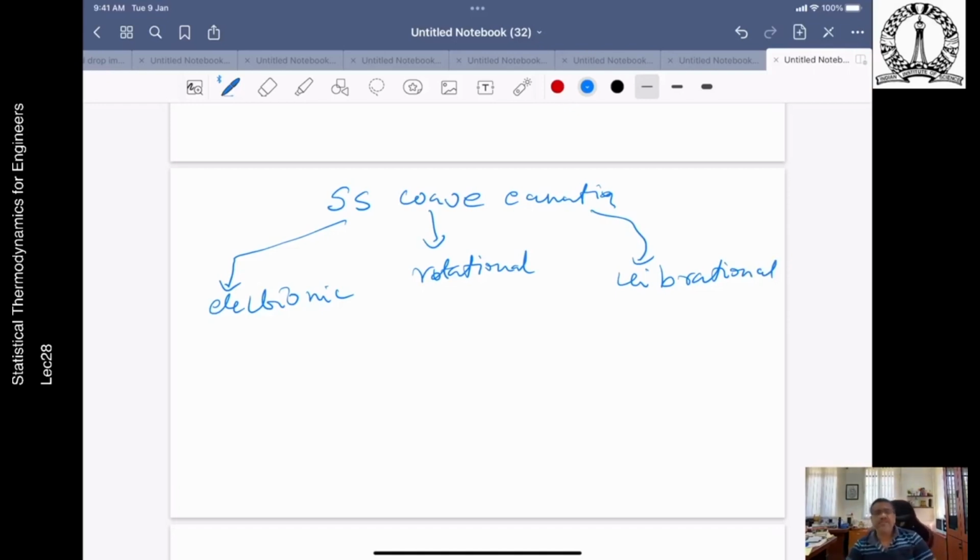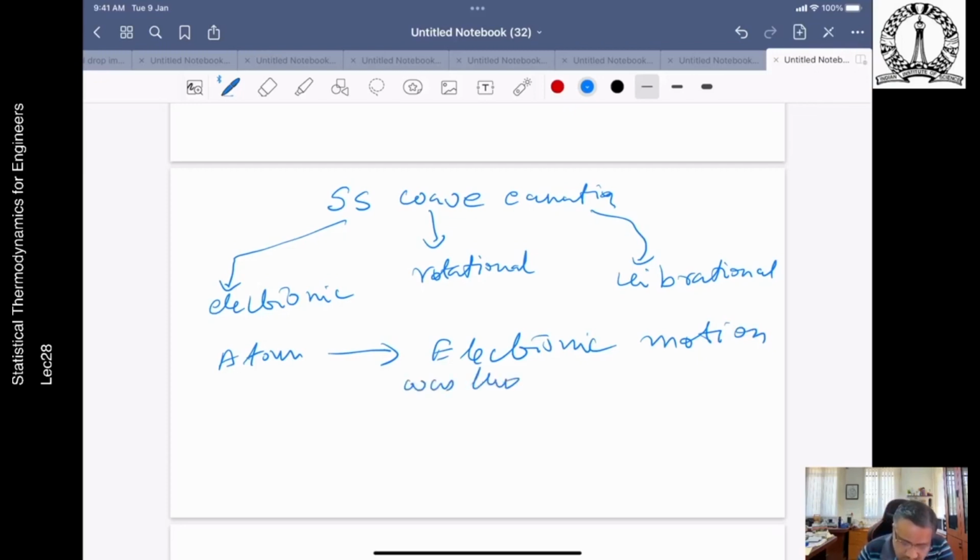For atoms, our task was easy, as electronic motion underlies the only internal energy mode. So for atoms, we could only say that electronic motion was the only internal energy mode.